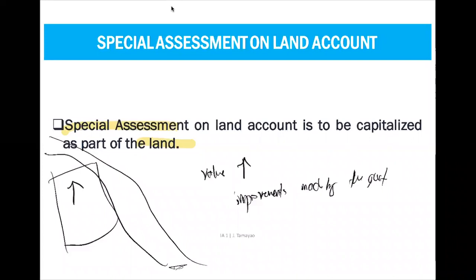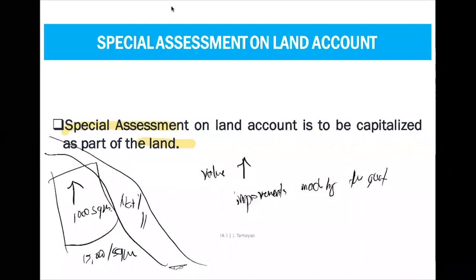Kung dati, let's say, ang per square meter niya is 1,000 per square meter. Pero because of that particular improvement made by the government, the value of your land increased to 15,000 pesos per square meter. Kasi nasa national highway na daw siya. Okay. So because of the increase in the value, the government assesses the company for a special assessment. This is one of the powers of your BIR to specially assess in cases of increase in land valuation. Diba?